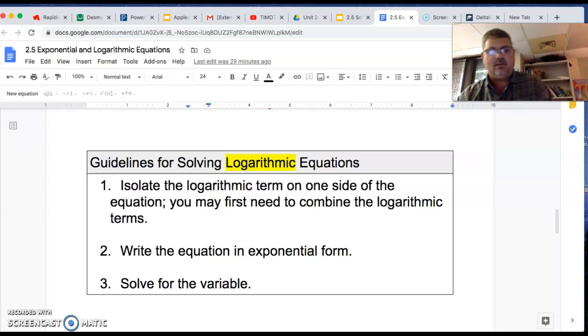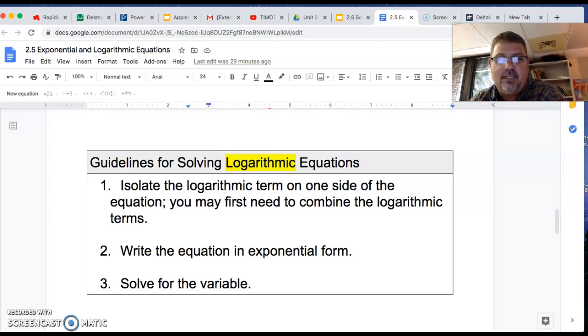Hey folks, welcome back. So if we talked about solving exponential equations, the next thing that we really need to learn to solve are logarithmic equations. So I've got some guidelines here to help move us along. And they're very similar to the guidelines for exponential equations.